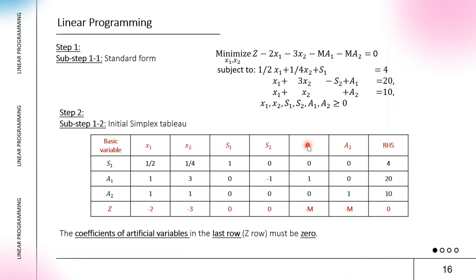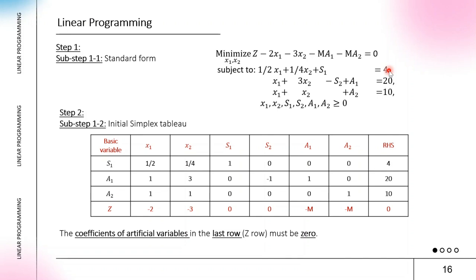First, we must convert the optimization problem into the standard form. To do this, we introduce a slack variable S1 for the first constraint, the constraint less than or equal to something. In this condition, the new constraint is 0.5 x1 plus 0.25 x2 plus S1 must be equal to 4.